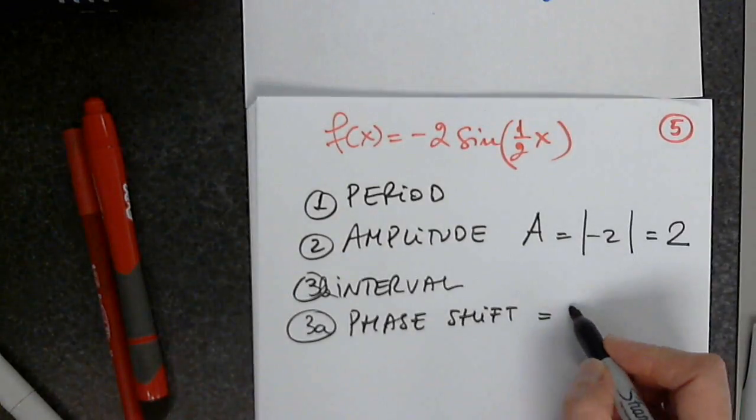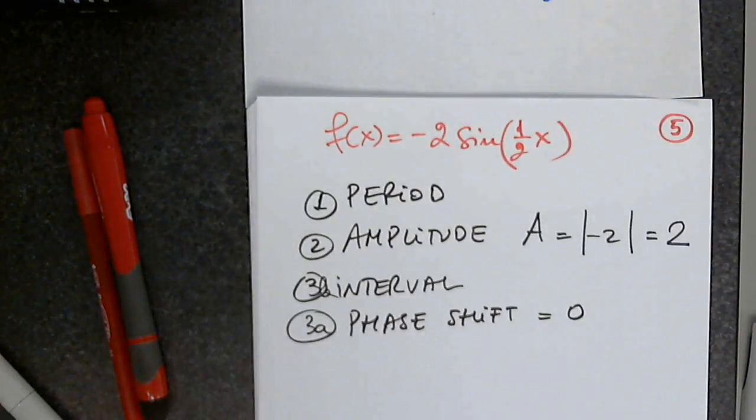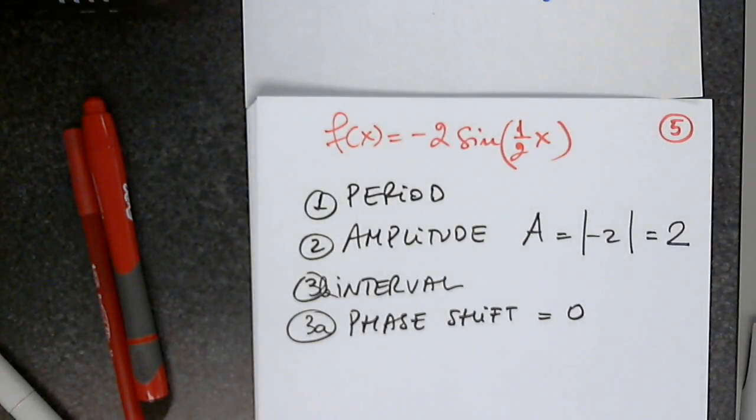Exactly. We're not adding or subtracting anything from x. Exactly, 0. It doesn't go left or right. Perfect, excellent. Okay, now I'd like to talk about the period. And do not say anything because I need to refresh your memory on something.